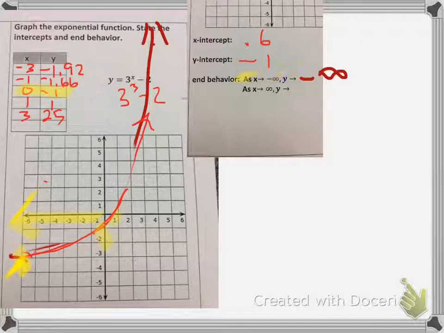And then the second part of this says to look when your x's are approaching infinity. So my x's go to infinity this direction. And when I'm looking this direction, what's my graph doing? My graph is going up towards infinity. So my end behavior would be positive infinity.